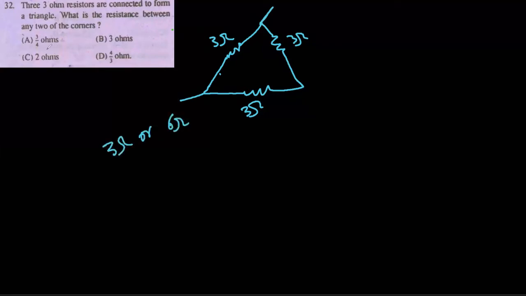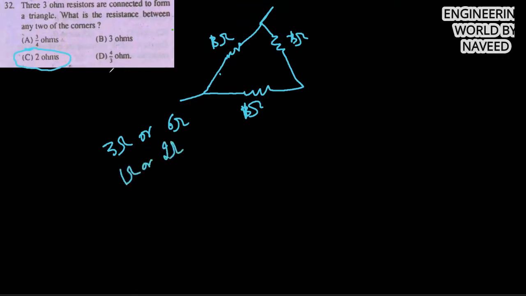But in the book, the correct option is option C. So they took this 1 ohm, this is also 1 ohm, this is also 1 ohm. But in the question, it is clearly said 3 ohm. So 3 ohm resistors are connected to form a triangle. So if you take 1 ohm, then you will get 1 ohm or 2 ohm. There is no option of 1 ohm, so 2 ohm will be the correct answer.